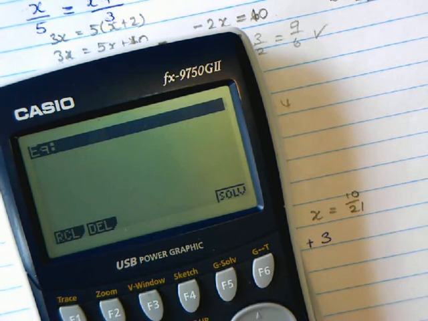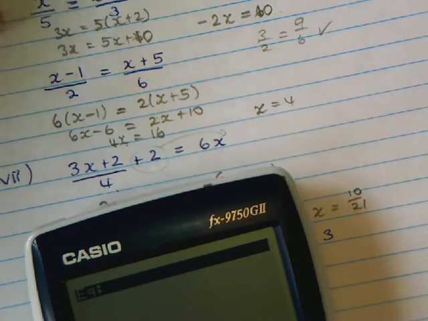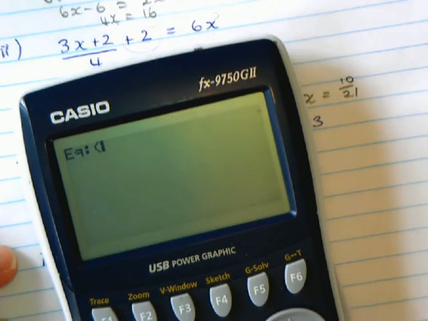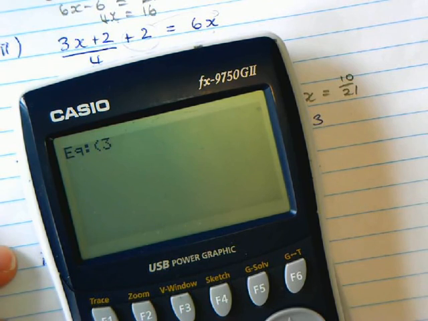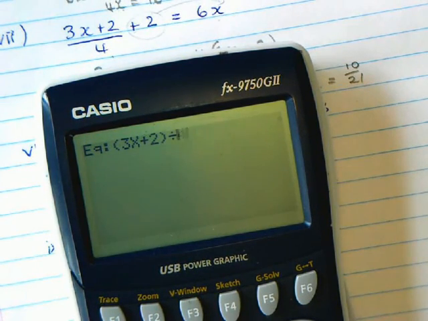Before I try, I go to main menu, equation, and it's just going to take a little bit of extra input, but delete that first one, so have a nice clean screen, and we're going to put in the equation 3x plus 2, so I need some brackets right away. So open bracket, 3x plus 2, and then it's going to be all divided by 4, so close bracket, divided by 4, and then add 2 to that, equals, shift dot, 6x.